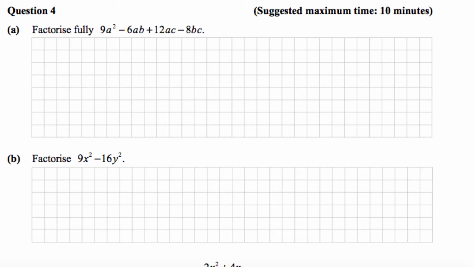So this is the 2014 Junior Cert Higher Level Paper 1 and we're looking at question number 4. Part A says factorise fully 9a squared minus 6ab plus 12ac minus 8bc.